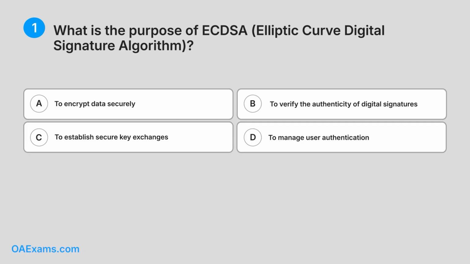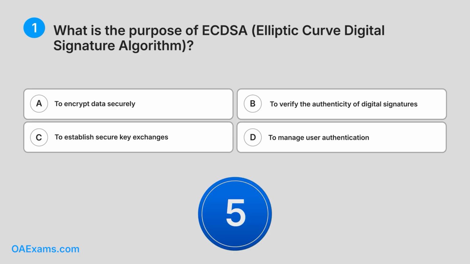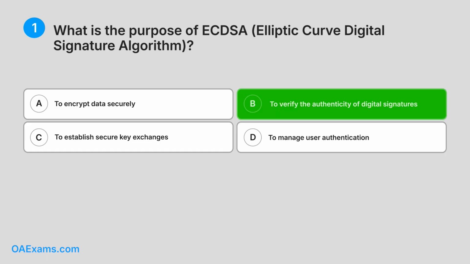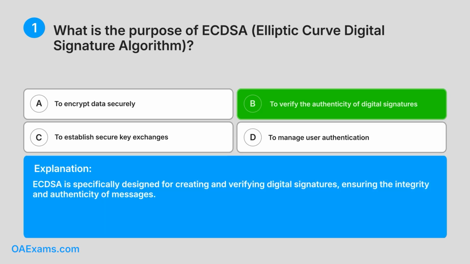1. What is the purpose of EdDSA? A. To encrypt data securely. B. To verify the authenticity of digital signatures. C. To establish secure key exchanges. D. To manage user authentication. What do you think is the answer? Correct answer: B. To verify the authenticity of digital signatures. Explanation: EdDSA is specifically designed for creating and verifying digital signatures, ensuring the integrity and authenticity of messages.